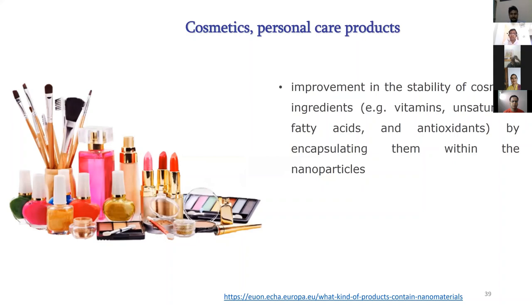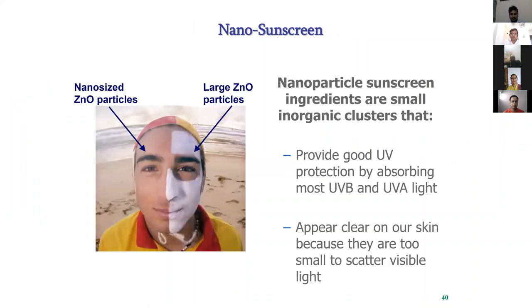Why do I need to really use a nanoparticle in my cosmetics? Look at zinc oxide. With a bigger particle, your face will look white because they reflect lots of light and absorb UV light. But when you go to nano-size zinc oxide particles, they still protect you from the UV light, but you don't know whether you really applied it or not. It's very clear. So that's the advantage of the use of nanoparticles.